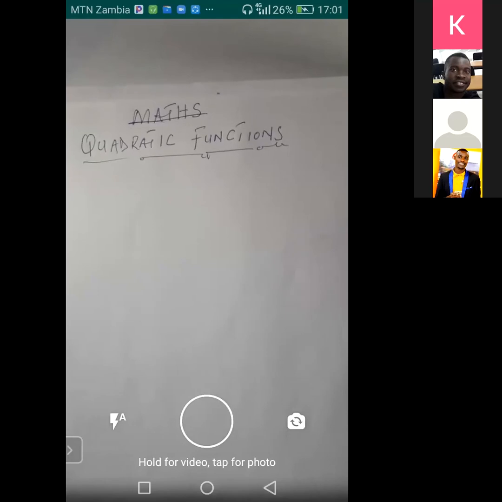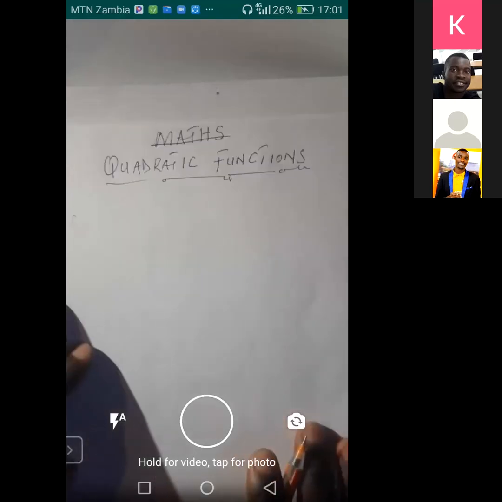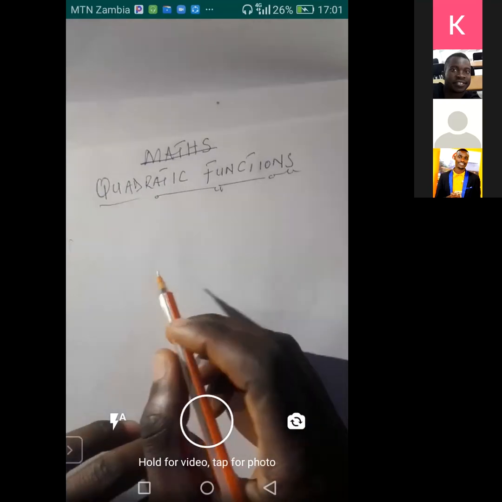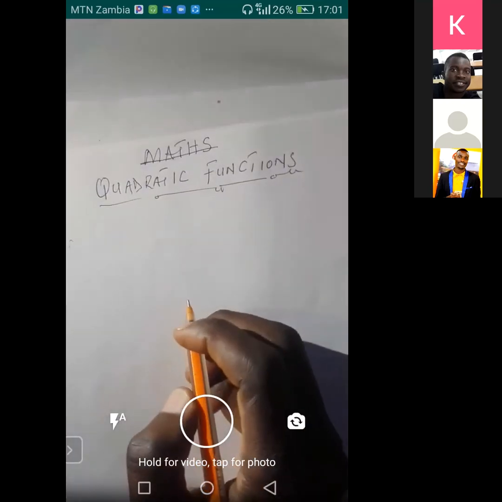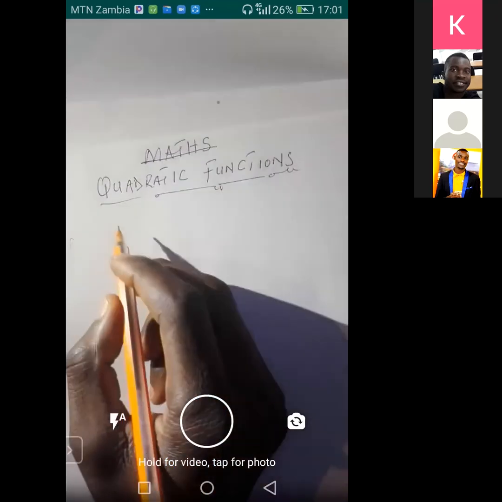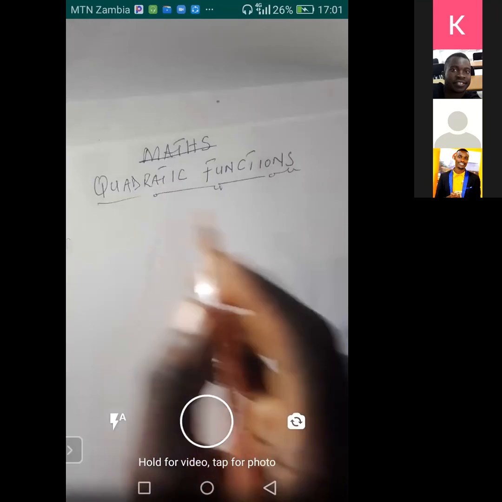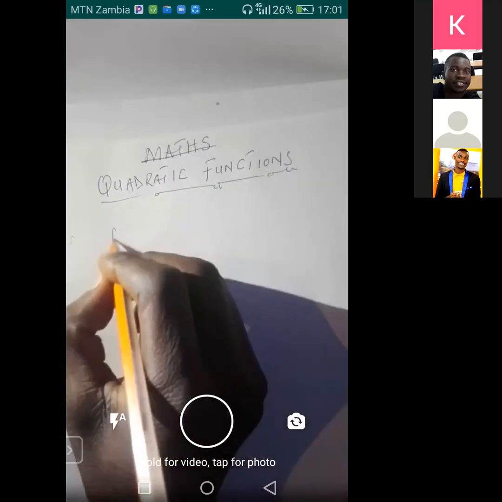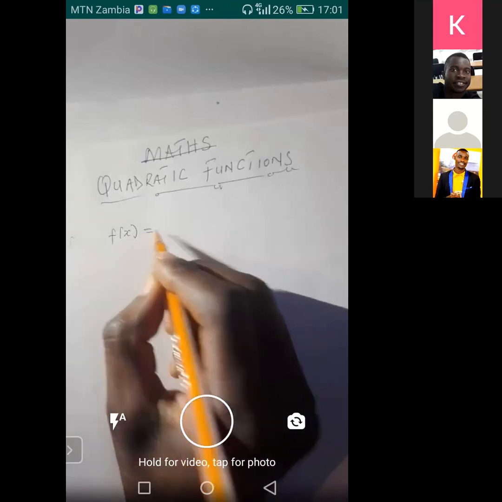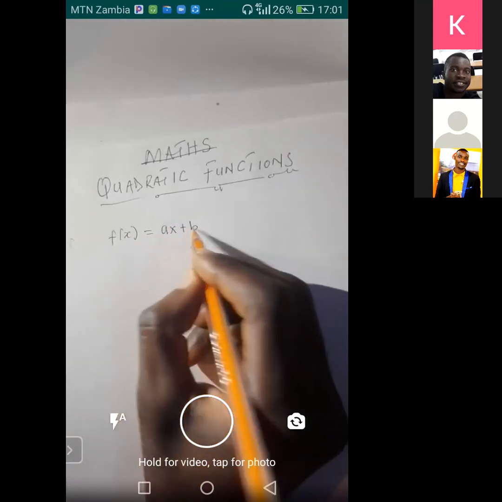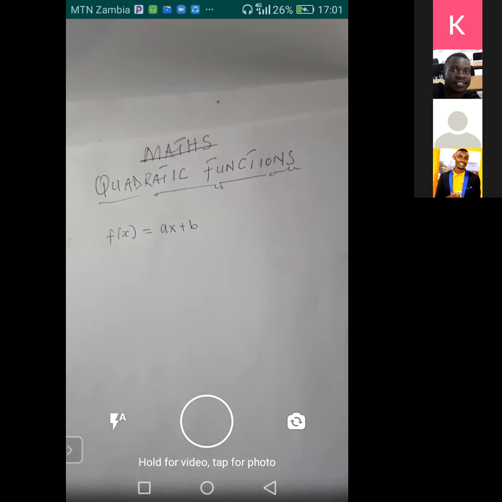Okay, so yesterday we were looking at linear functions. So today we proceed and look at a different topic. We look at quadratic functions. So if you remember, yesterday we said the linear function is a function of the form f of x is equal to ax plus b, and that's a linear function. So today we go on and look at quadratic functions.